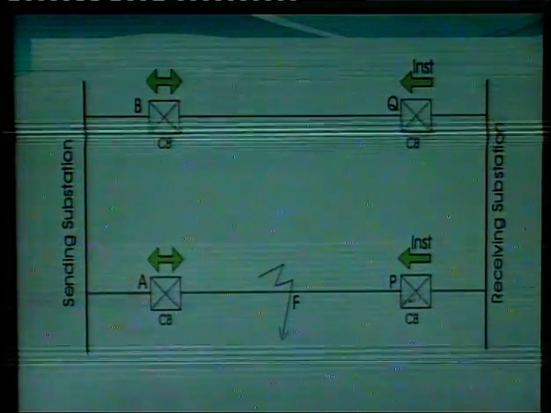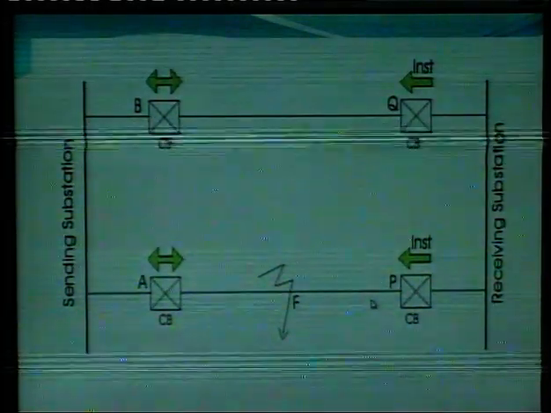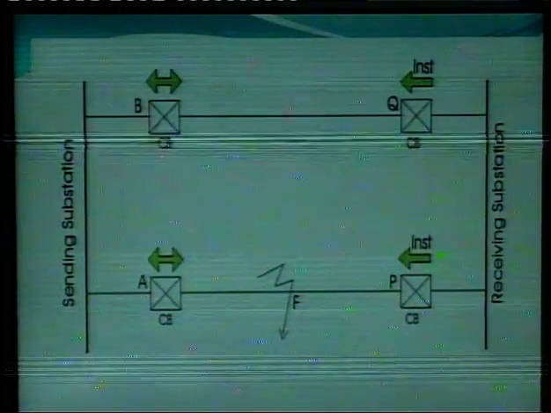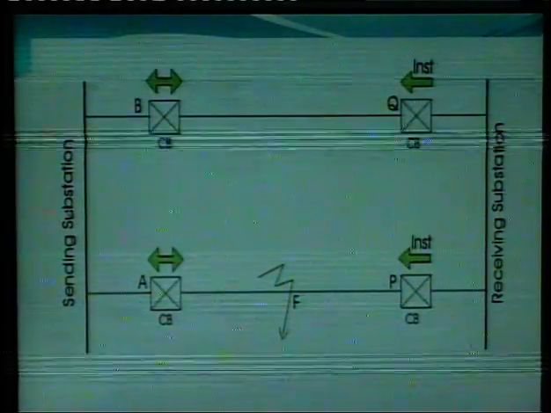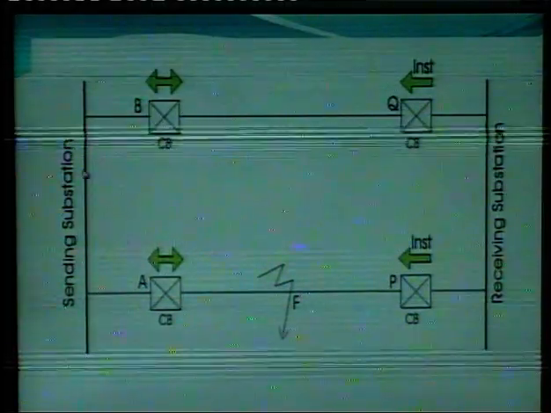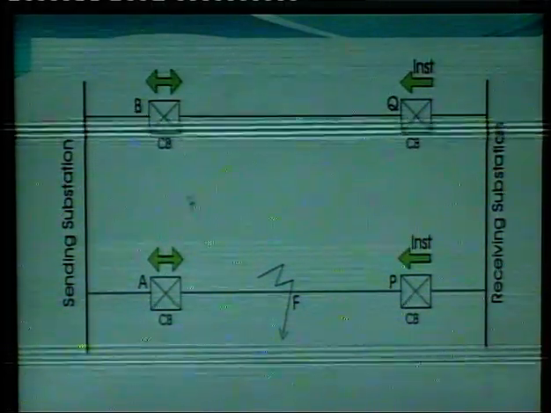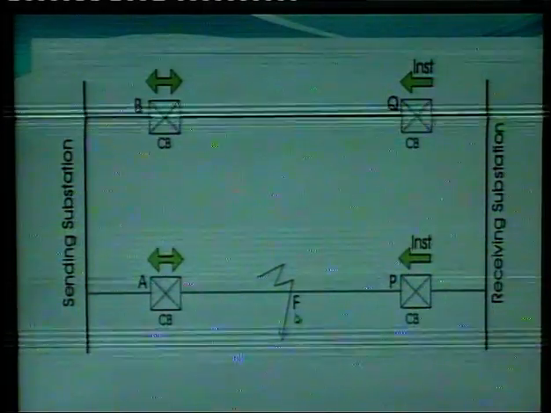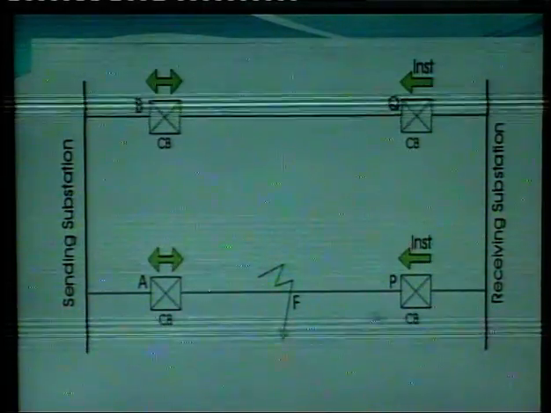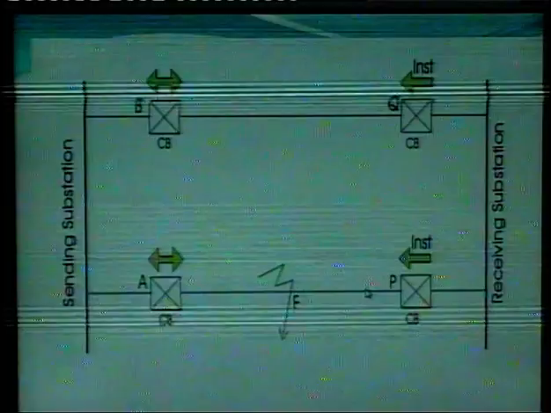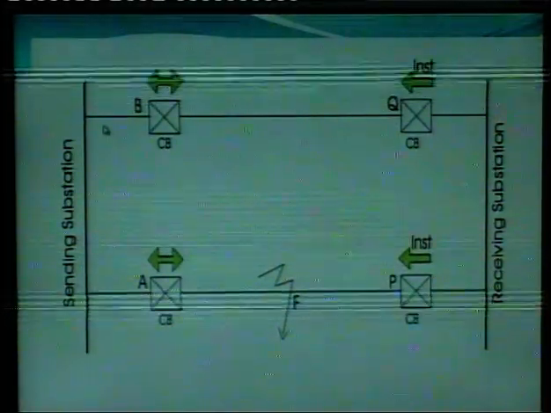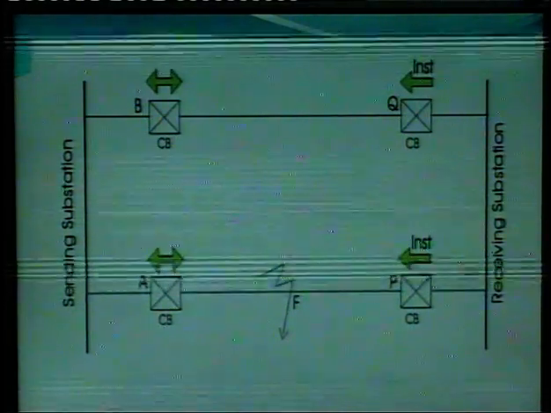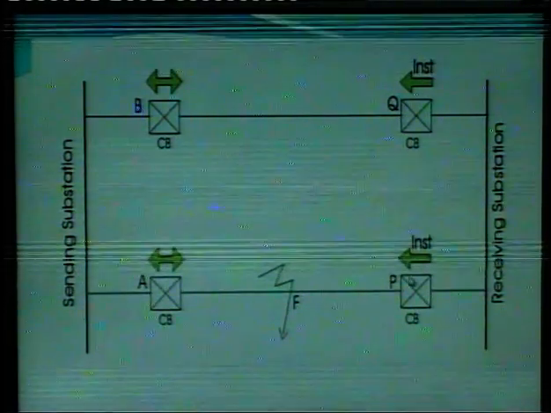breaker P. Now see, in the normal condition, the power will flow from the sending substation to this receiving substation. So the direction of power is from sending to receiving in both the feeders. But when the fault occurs in this feeder, the direction of power flow in the second figure gets reversed. See, the power will flow from B, Q, and then through P.